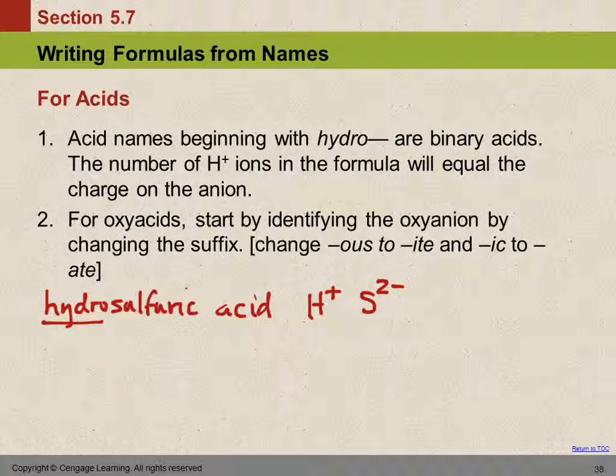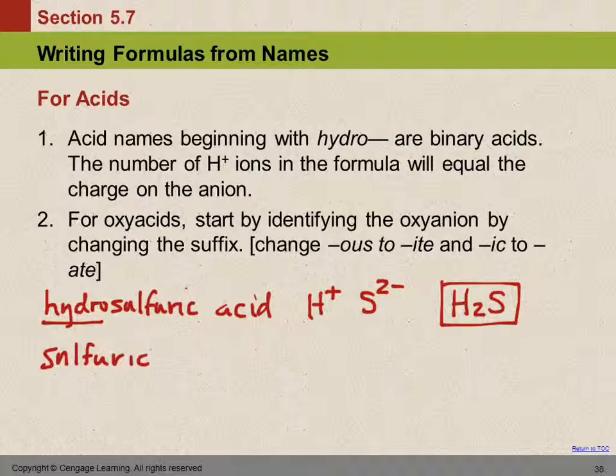And so we're going to treat them like ionic compounds and use the charges to put the right number of hydrogen ions together. So how many hydrogen ions does this one need? 2. So the formula is H2S. That's hydrosulfuric acid. What if we had sulfuric acid? Those two names are pretty similar, aren't they? One has the prefix hydro and the other doesn't. It matters.